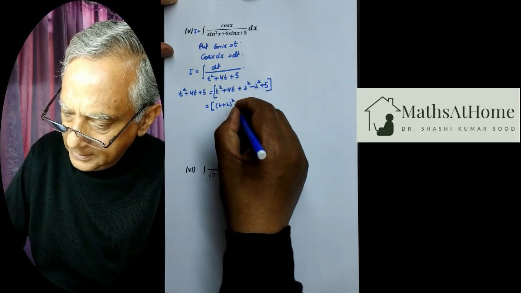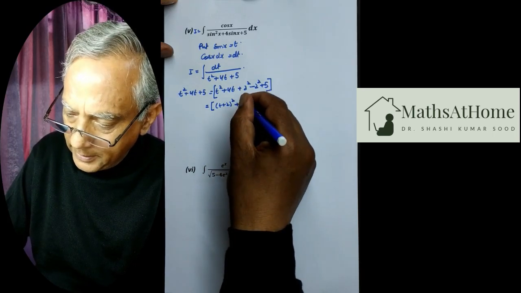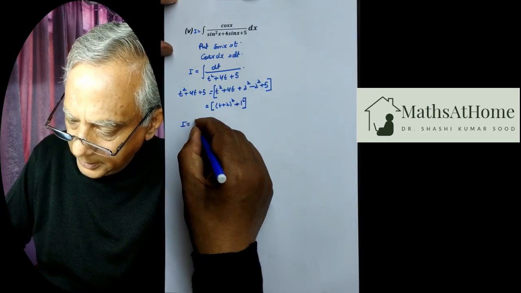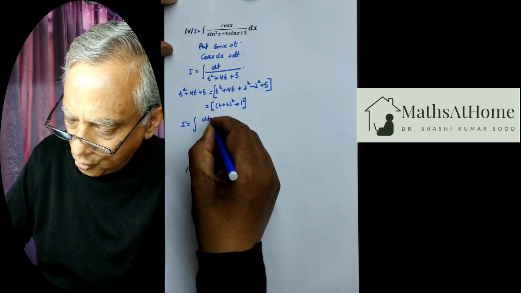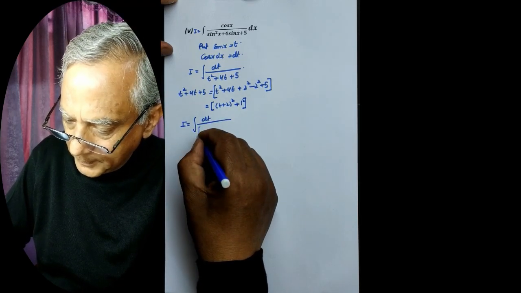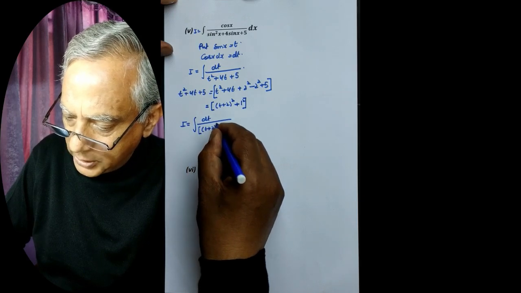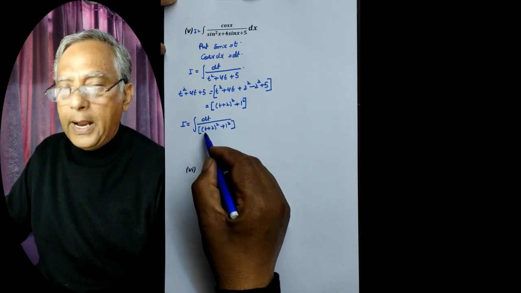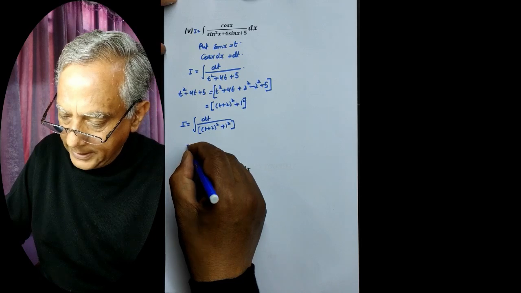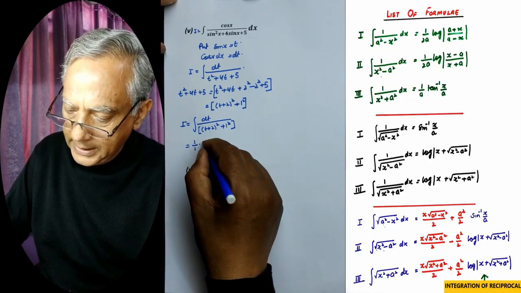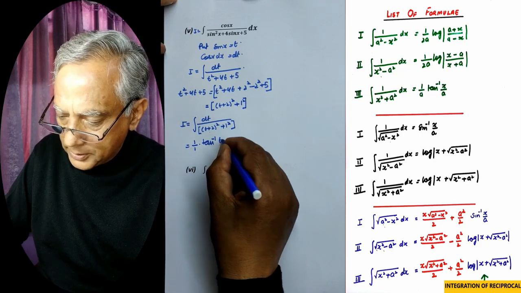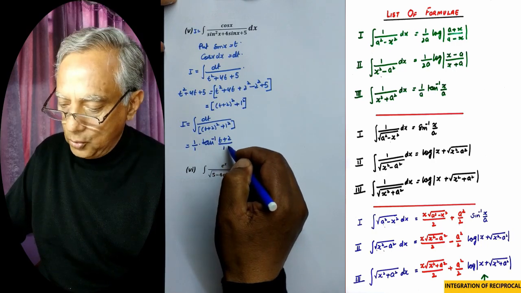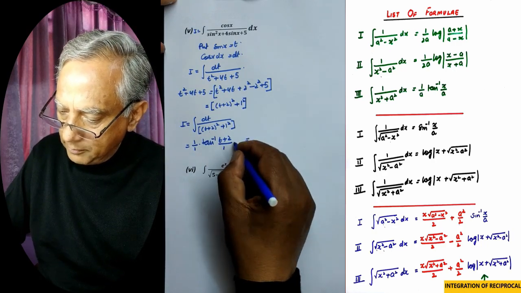So this will be plus 1, and it can be written as 1 square. So I is equal to integral dt over (t plus 2) whole square plus 1 square. The formula used will be dx over x square plus a square, that is 1 by a into tangent inverse x by a. So that is 1 by 1 into tangent inverse (t plus 2) by 1. So this is the answer, plus c.